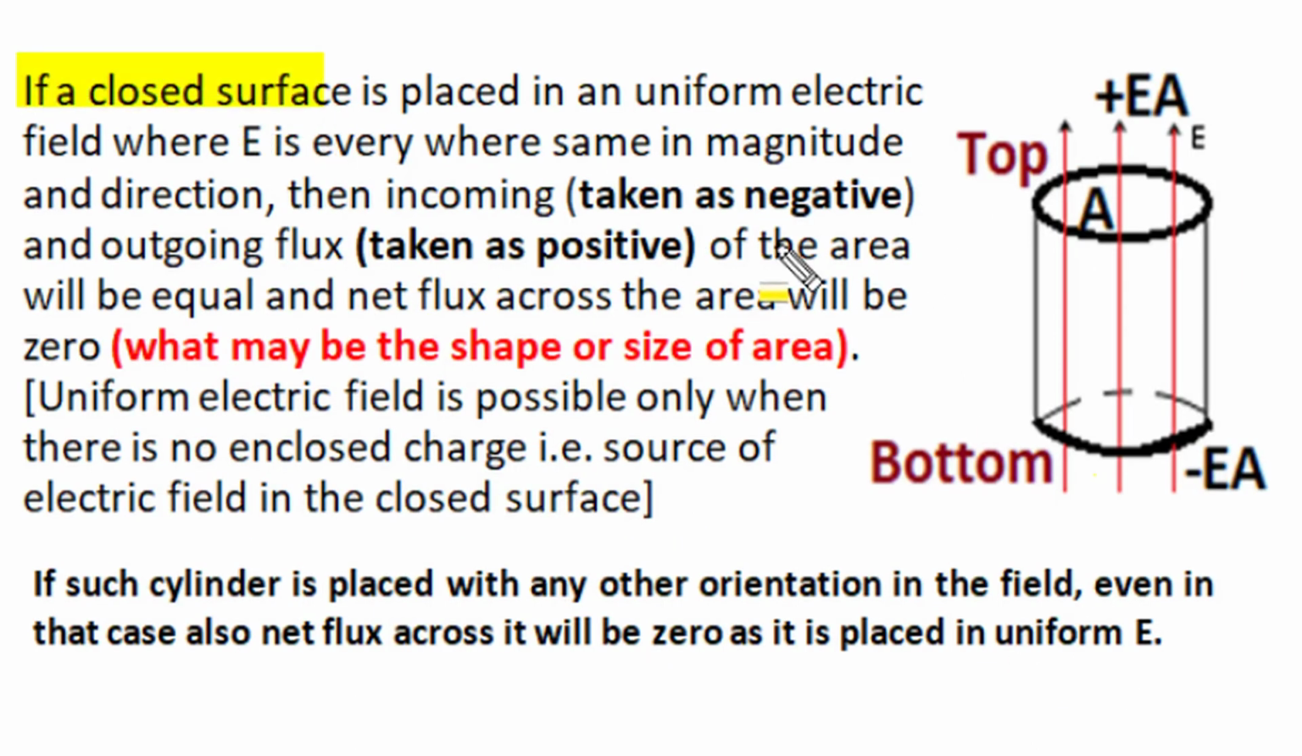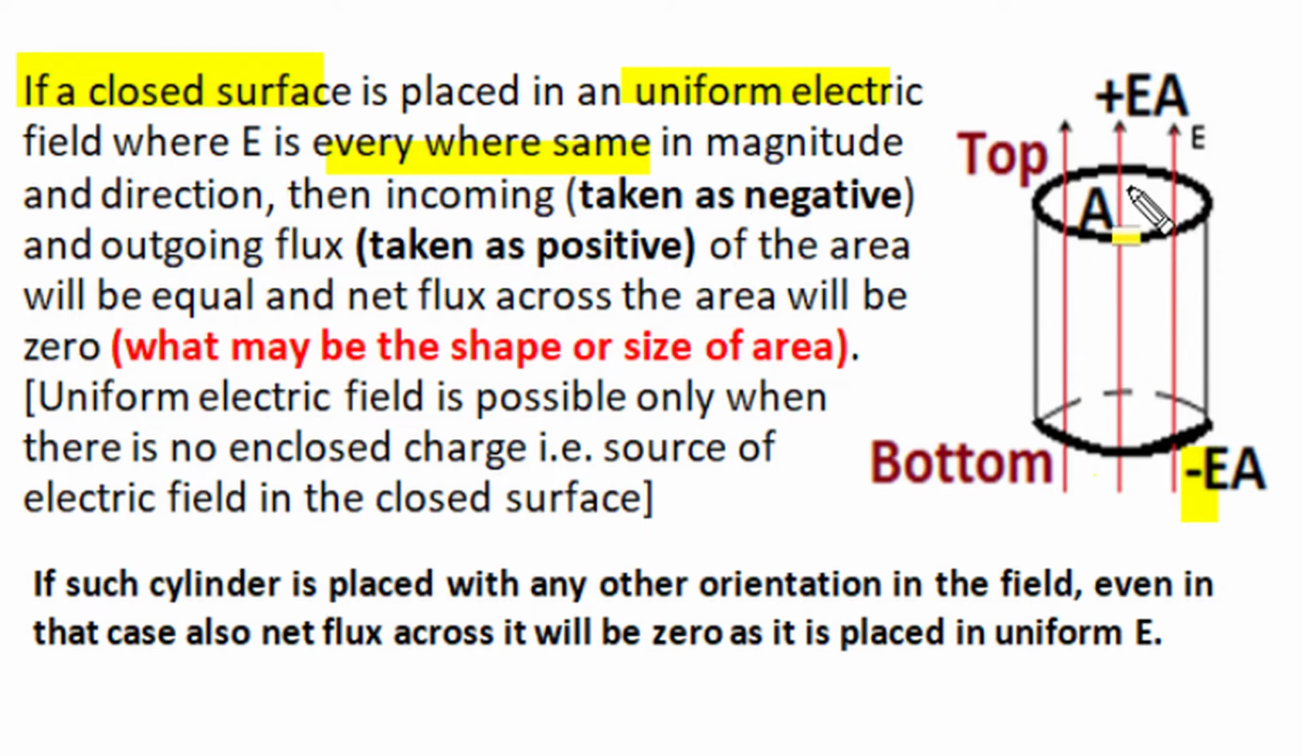If a closed surface is placed in a uniform electric field where magnitude and direction of electric field intensity is everywhere the same, then for that closed surface the total amount of incoming flux, taken as negative, and the total amount of outgoing flux become equal, and net flux through that closed surface placed in a uniform electric field is always zero, whatsoever the shape or size or orientation of that closed area may be.